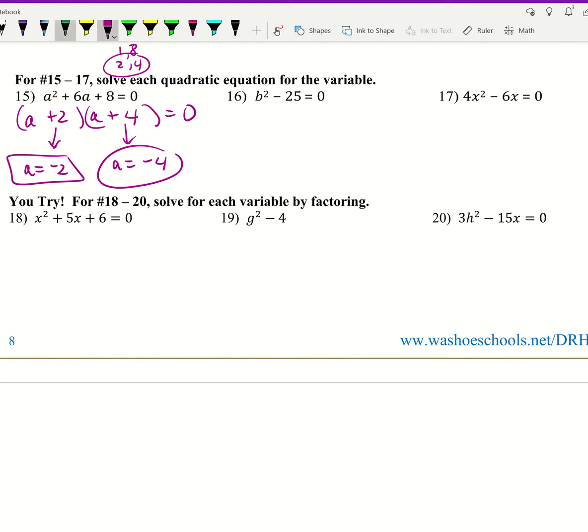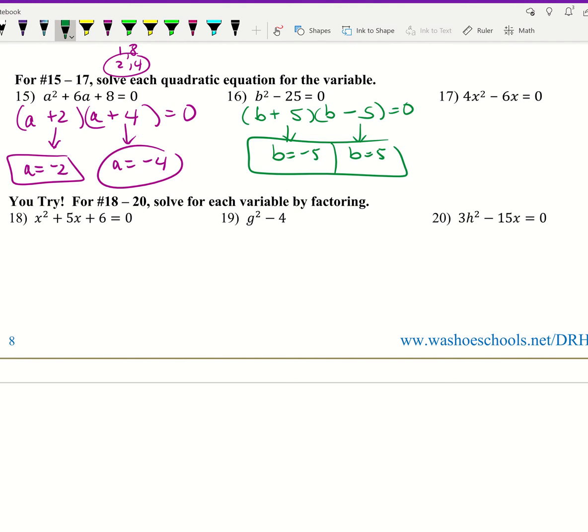Number 16, this one is a difference of 2 perfect squares. Notice that we have the equal 0. I'm going to factor the left side. Factors of b squared are b and b. This -25, these are perfect squares. 5 and 5, once with a plus, once with a minus. This would be b is equal to -5, and this would be b is equal to +5. Notice the different signs here.